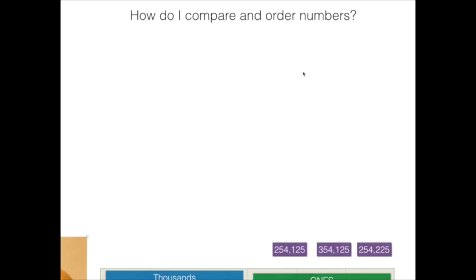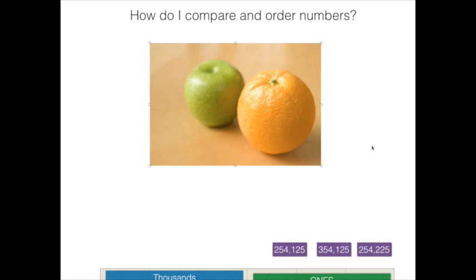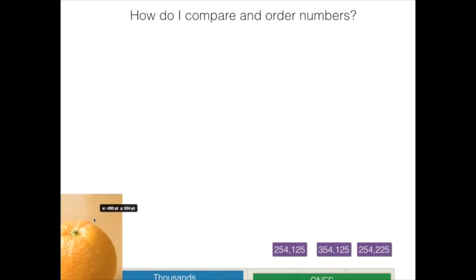Okay, well, let's look at the word compare for a second. Well, we compare lots of things. For example, I can compare an apple and an orange. We can see that the orange is slightly bigger than the apple. The same thing with numbers. Some numbers are bigger than others, and we compare them to find out which one is bigger or smaller than the other one. So let's take a look at that.